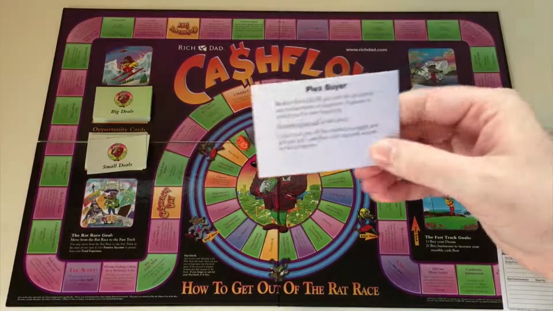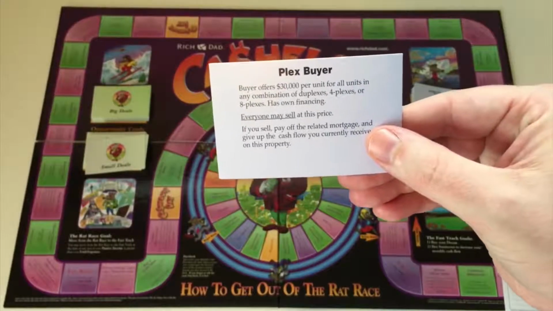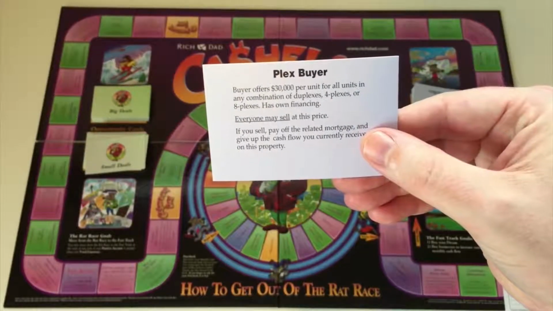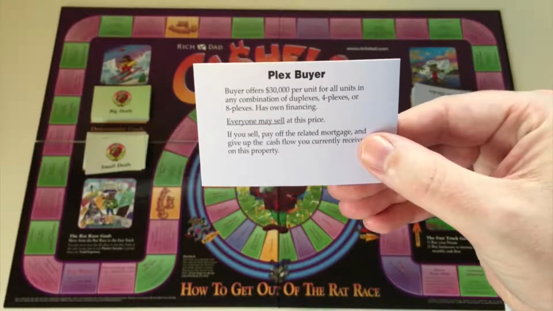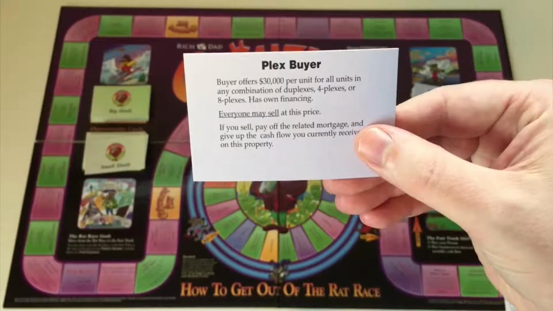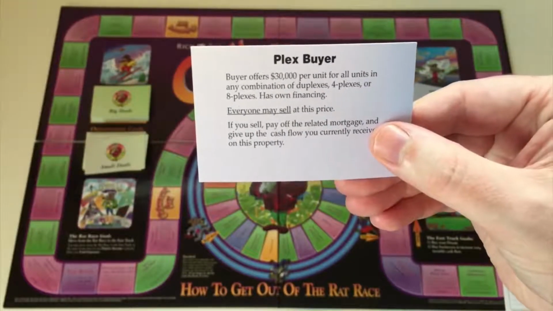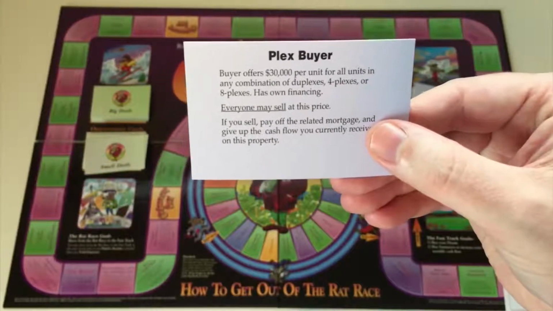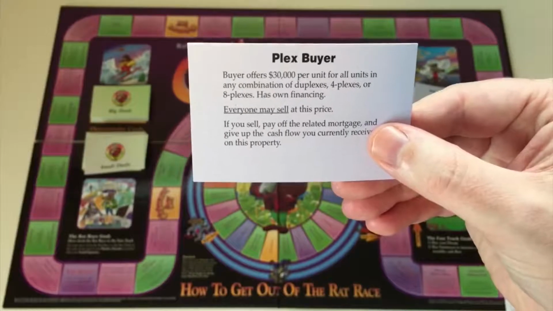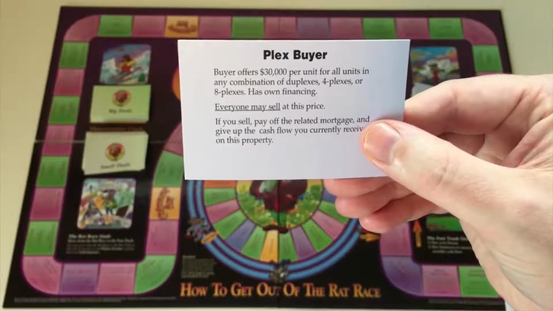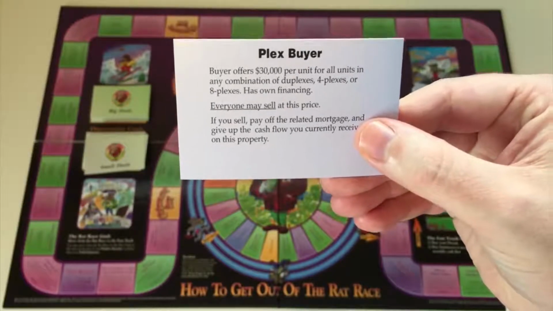The market cards, on the other hand, affect everyone in the game. This one says buyer offers $30,000 per unit for all units in any combination of duplexes, fourplexes, or eightplexes. Everyone may sell, not just the person who drew the card. This represents what the market is doing, meaning that if you have a duplex right now that you bought for $40,000, you can now sell it for $60,000 because it's a duplex. That means there's 2 units and they're $30,000 each, so 30,000 plus 30,000 is 60,000, which would be the selling price.